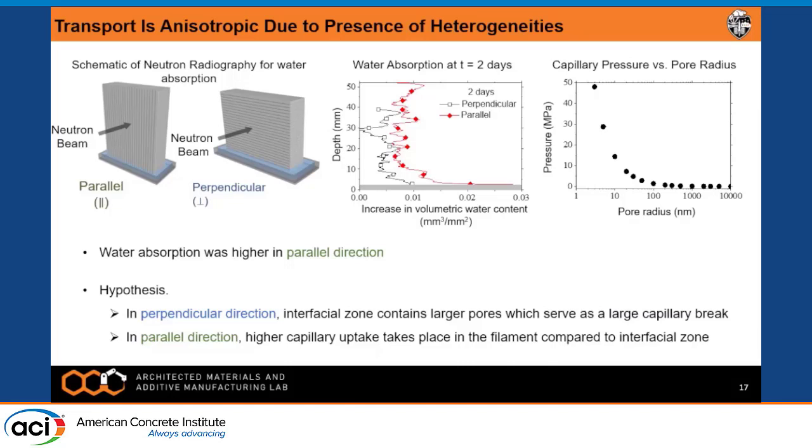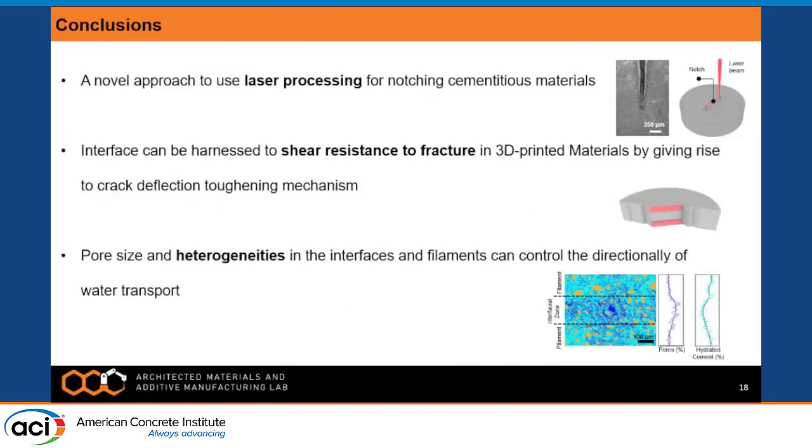From the capillary pressure versus pore radius, you can see that the capillary pressure decreases as we increase the pore radius. Therefore, the interfacial zone that has larger pores has lower capillary pressure and lower transport phenomena. So these interfacial zones actually act as a capillary brake rather than supporting the transport phenomena in the 3D printed sample.